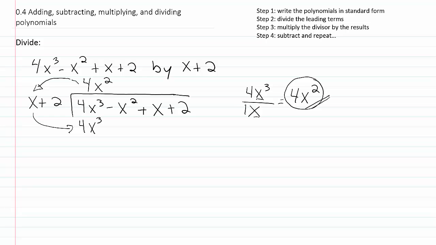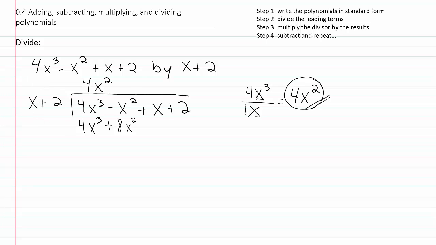Now that we see that matches, then the next step is to multiply this 4x squared times the 2. So we'll end up with 8x squared. So I'm going to put plus 8x squared. And what I'm doing here is putting the plus 8x squared underneath the x squared because that's where it belongs. We're going to line up like terms here.